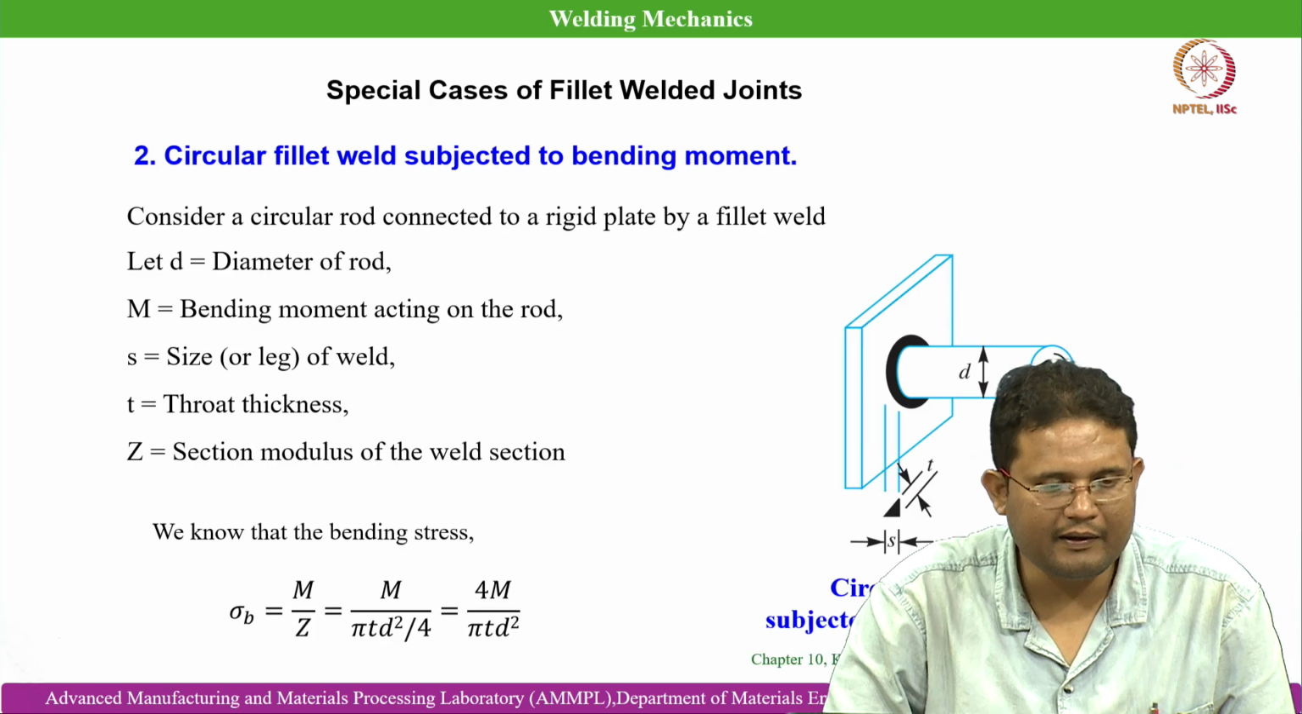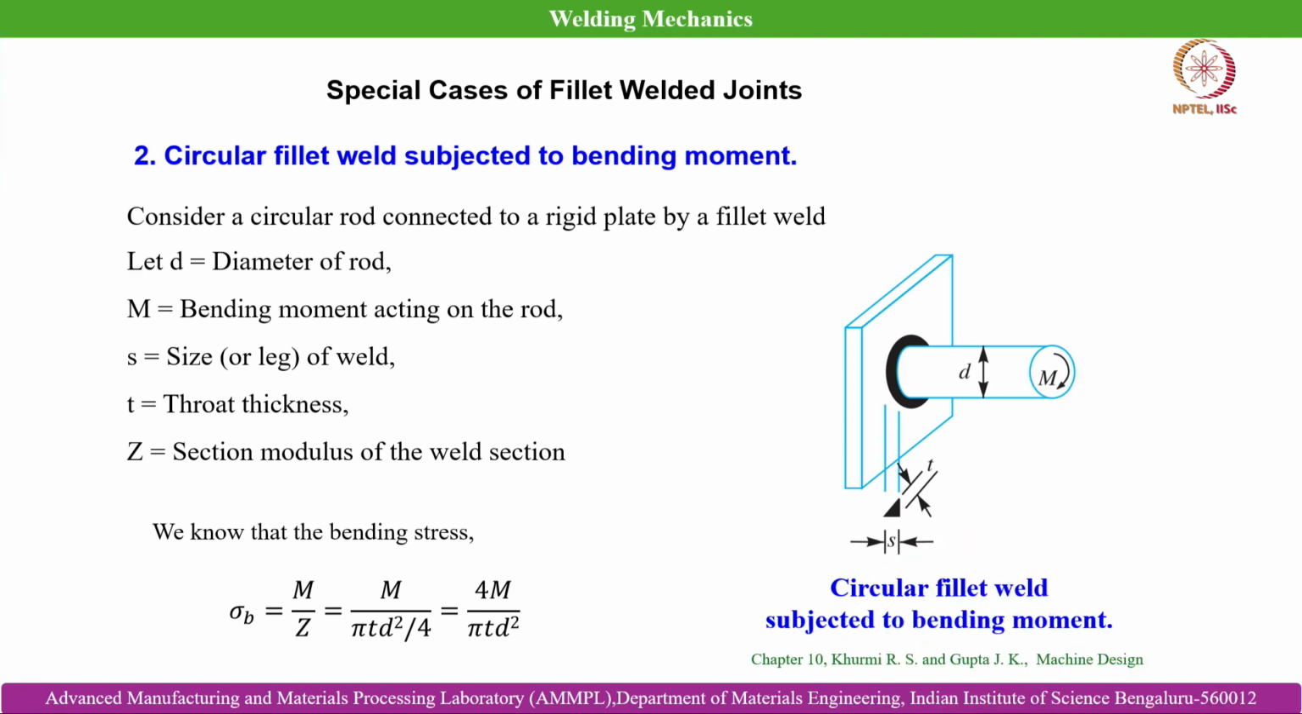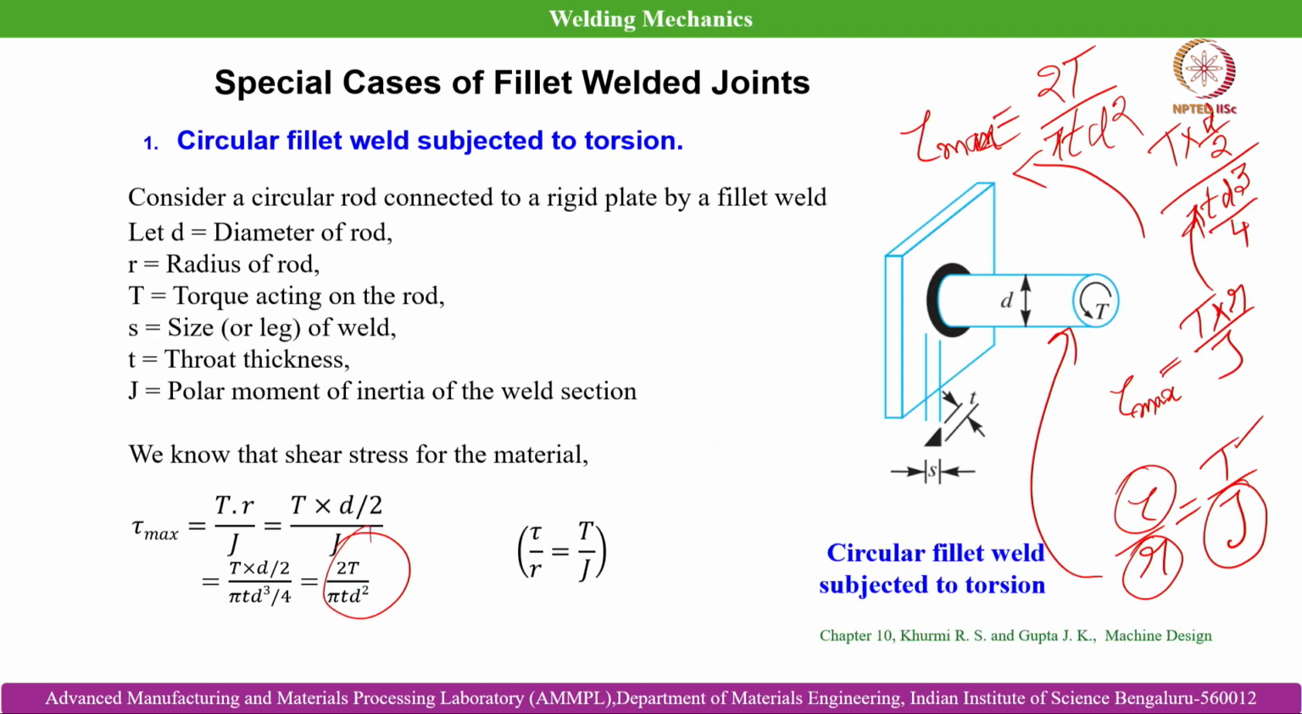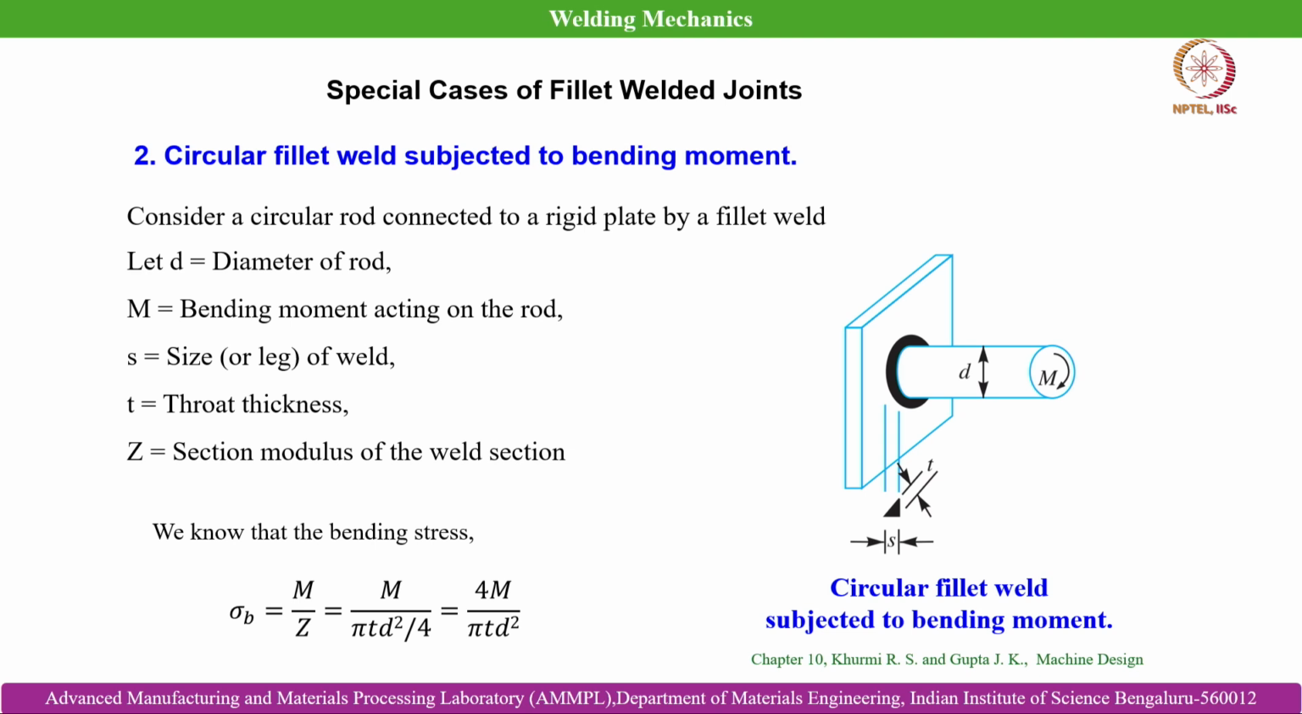Okay. And then here is another case, when we have a circular fillet weld subjected to bending moment. So in the earlier case we discussed a circular fillet weld subjected to torsion, and this is another design consideration where it is subjected to bending moment. Okay. So the bending moment is designated here as M. Then the other things are pretty much the same, that is d is the diameter of the solid cylindrical rod that is getting joined by fillet weld, and t is the throat thickness, s is the leg size of the weld, and here we have to evaluate the section modulus of the weld section.